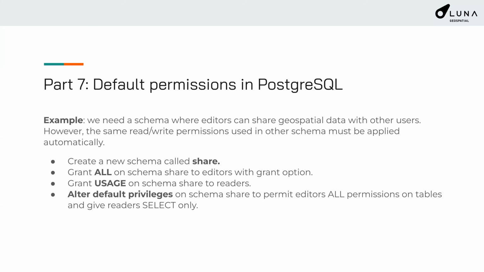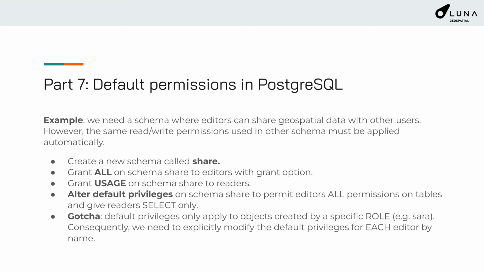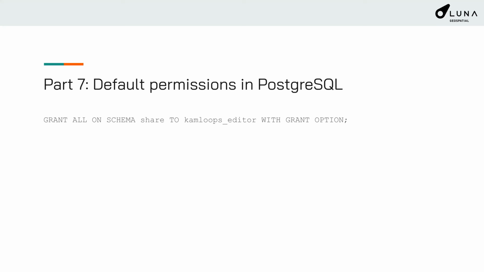Here's the gotcha. Default privileges only apply to objects created by a specific role, for example, Sarah. So consequently, we need to explicitly modify the default privileges for each editor by name. There's many ways of doing this. This is just the easy way that I'm trying to show you for this example.